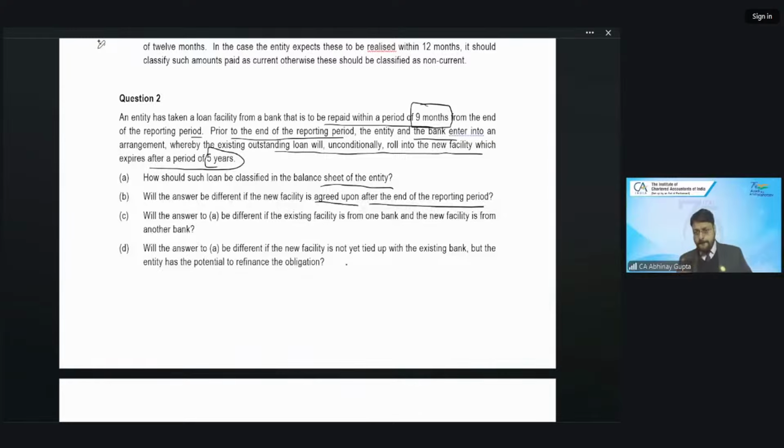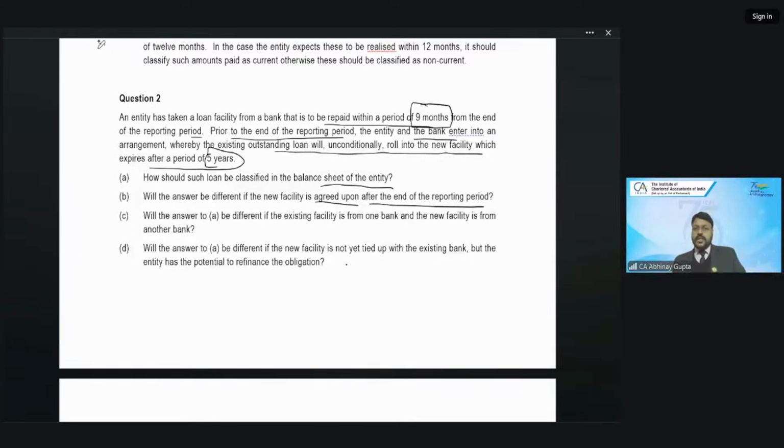Yes, sir. My answer will be different if the existing facility is with one bank and the new facility is with a different bank. For the existing facility, the item will be classified as current. And for the new facility, it is separately taken for 5 years, which means it's more than 12 months. In that case, it will be classified as non-current. Okay.